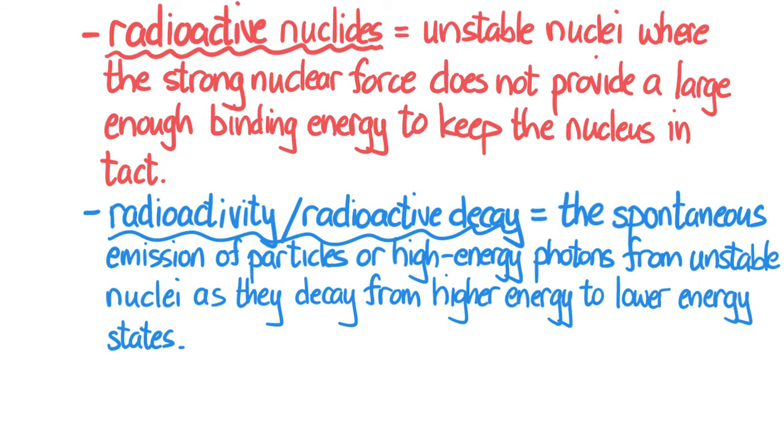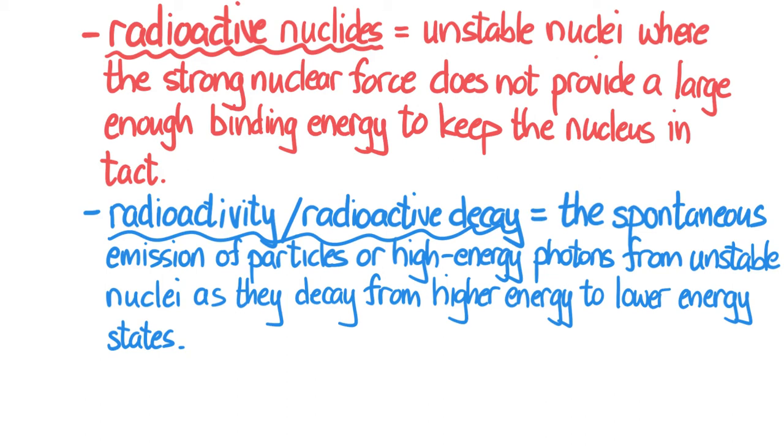So let's now define radioactive nuclides. These are unstable nuclei where the strong nuclear force does not provide a large enough binding energy to keep the nucleus intact. So what that means is that there's an instability between the electrostatic force of repulsion, which is caused by the protons. Remember, the neutrons are neutral, so they are not going to exercise electrostatic repulsion or attraction, but the protons are positive and like charges repel, so there's always this repulsion there.